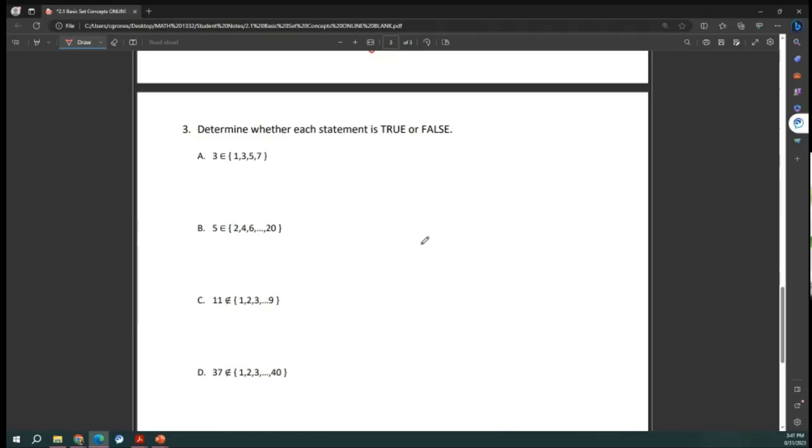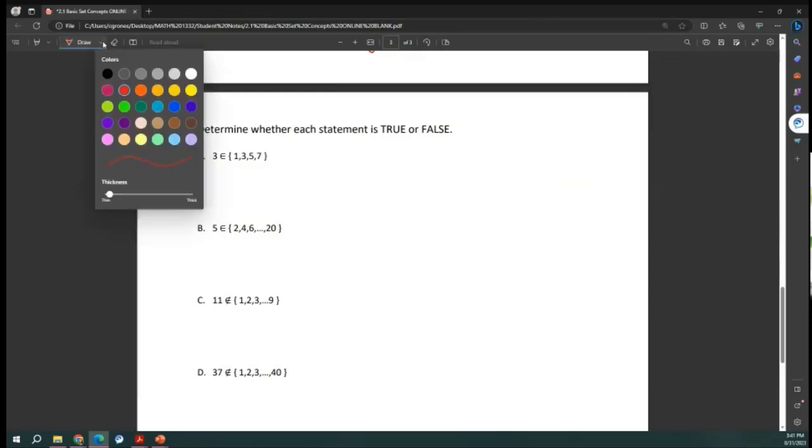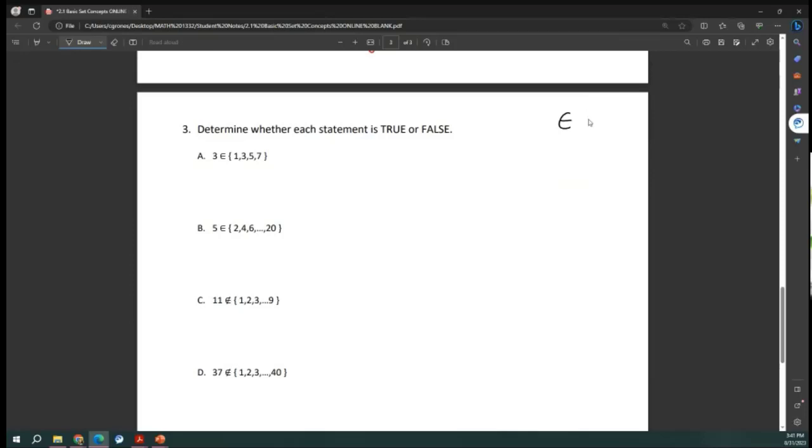Alrighty. Number 3, determine whether each statement is true or false. So remember, anytime you see this symbol, it means that an object is an element of. And when you see this with the line through it, it means is not an element. So on A, it says that 3 is an element of the set of numbers 1, 3, 5, and 7. Is this true or false? This is true because 3 is an element.